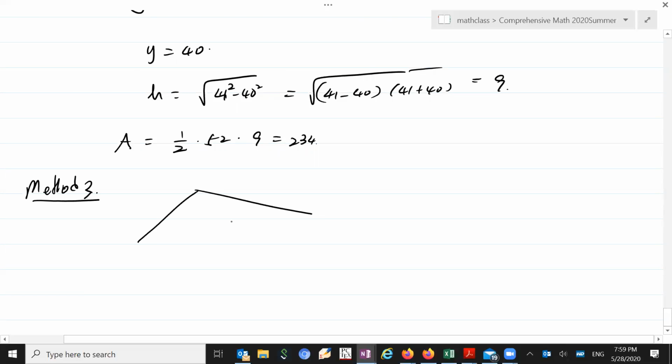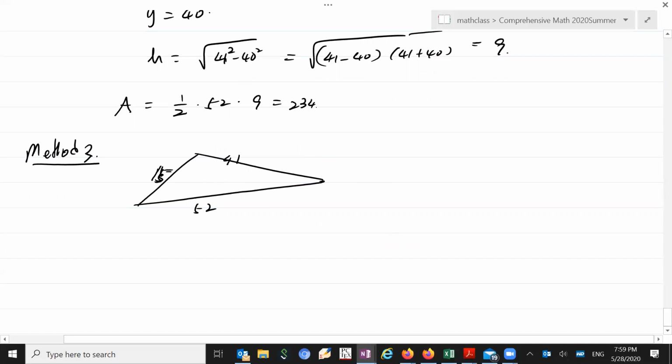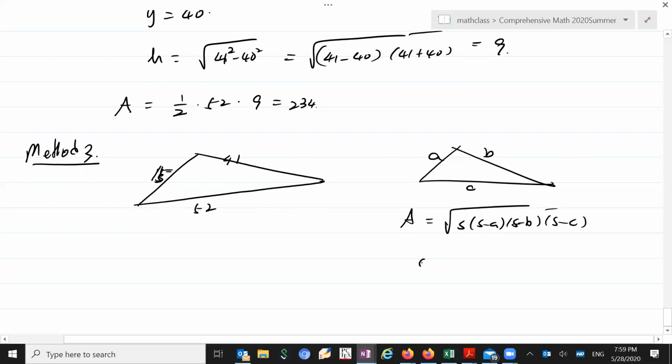So the other method: remember, a triangle is uniquely determined by the 3 sides. So we have the so-called Heron's formula to find the area. Heron's formula says that if you have 3 sides A, B and C, the area is going to be the square root of S times (S minus A) times (S minus B) times (S minus C), where S is half of the perimeter. It's a very beautiful, nice formula. It was discovered by one person and improved by another. If you can prove it, show it to me, okay?